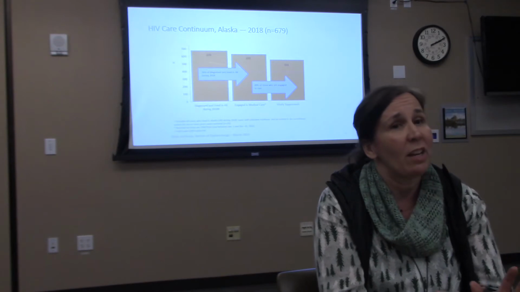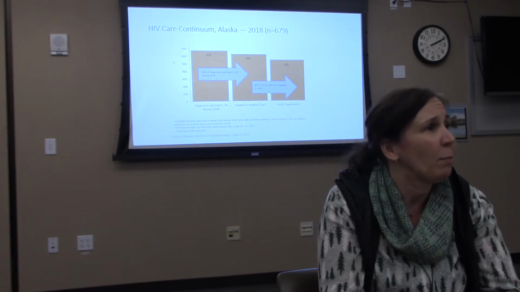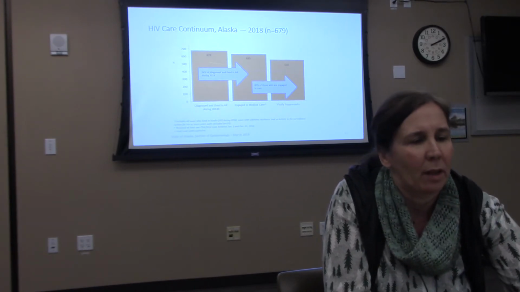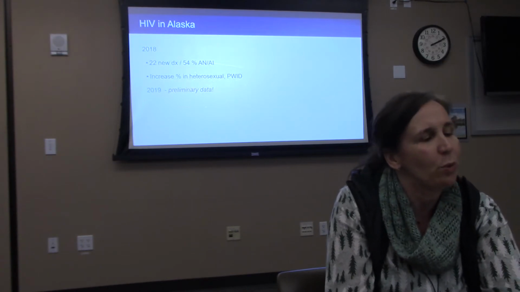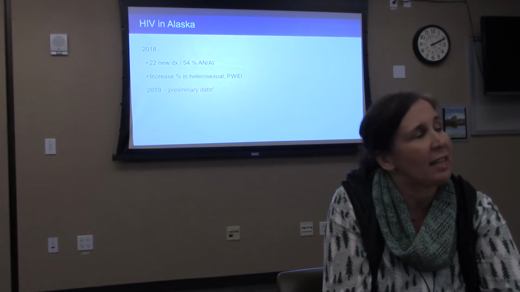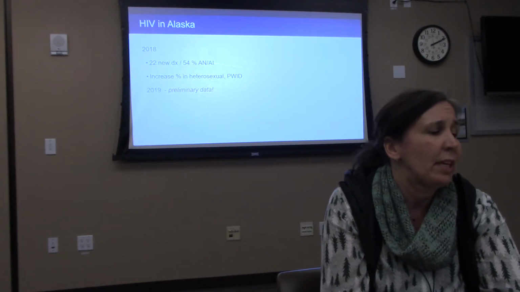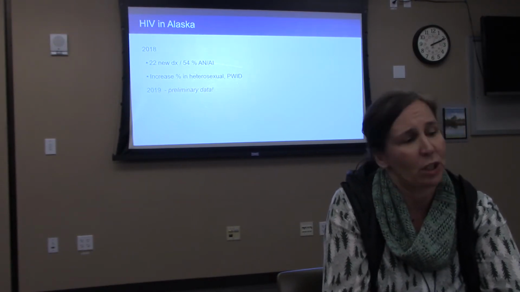We do have HIV in all communities all over the state. It's not just an urban problem. It is everywhere. In 2018, there were 22 new diagnoses of HIV. 54% of those were in Alaska Native and American Indians, so they were way overrepresented. There was an increase in heterosexuals becoming infected with HIV and people using injection drugs.